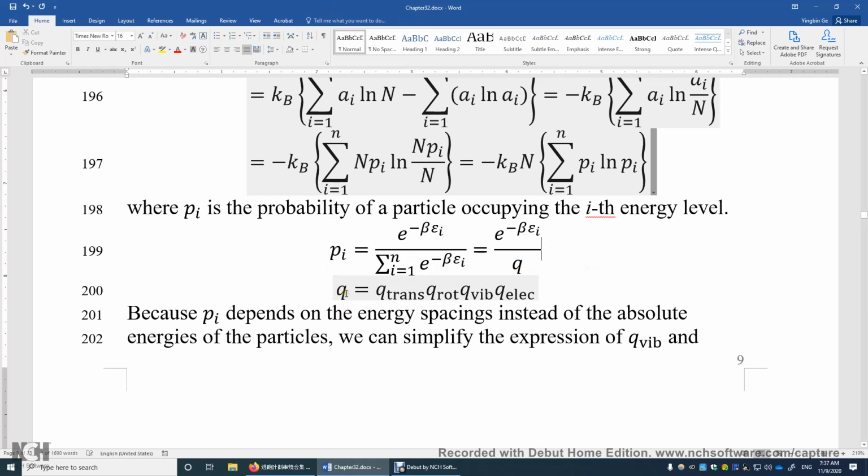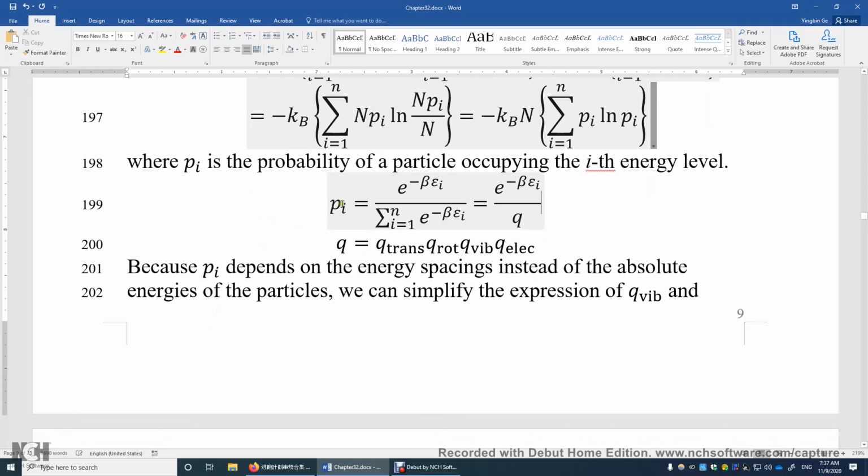And the partition function Q for atoms or molecules can be written as the product of the translational partition function, rotational partition function, vibrational partition function, and electronic partition function. For atoms, we do not have the rotational or vibrational modes. Therefore, for atoms, the partition functions of rotations and vibrations are equal to 1. This probability depends on the energy spacings rather than the absolute energies of the particles.